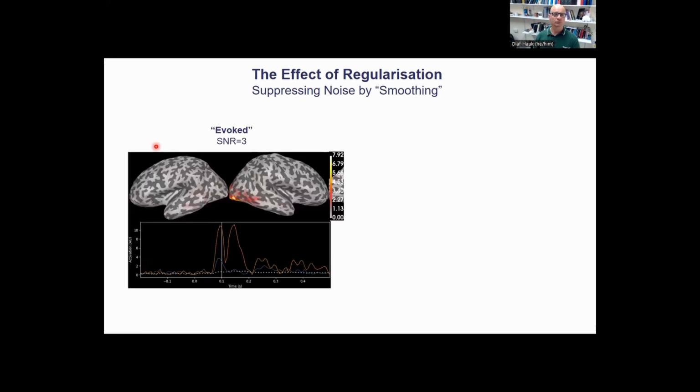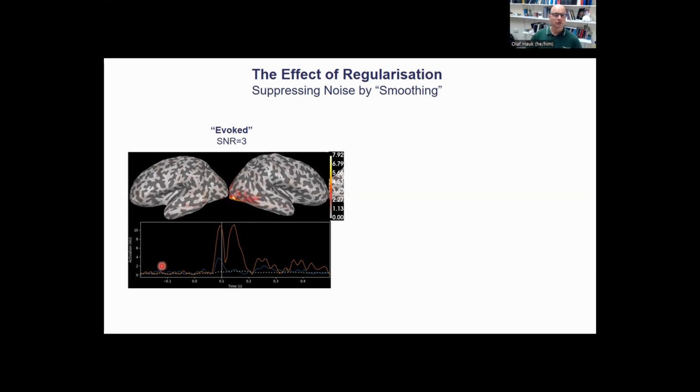And now let's look at the effect of regularization in practice. So here, first of all, I use the recommended values for evoked responses. This would be a signal-to-noise ratio equal to 3, which would be the default, at least in MNE-Python, for evoked responses. And this is a visually evoked response, a checkerboard presented to the left visual hemifield, which means you expect the right lateralized response here in the inferior occipital cortex. And that's what we see. It's actually quite a nice response here. Focal, some side lobes, bit of spread, but that's to be expected.